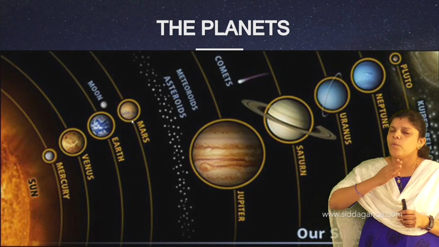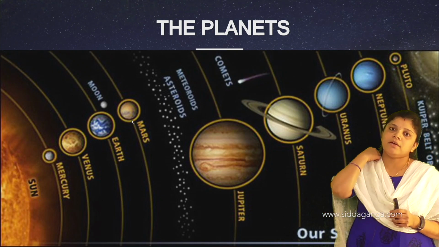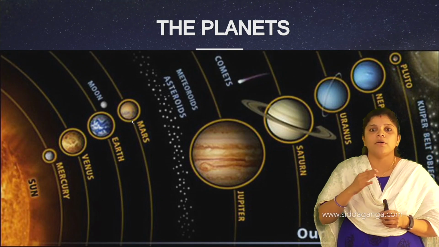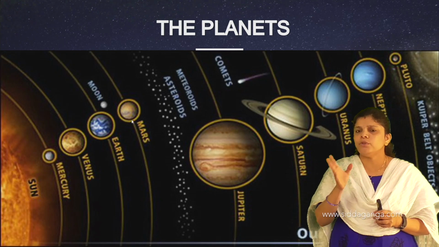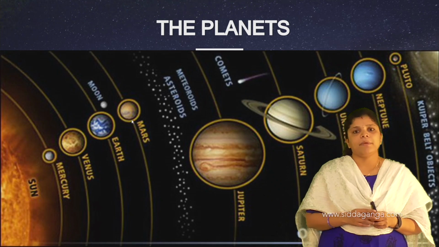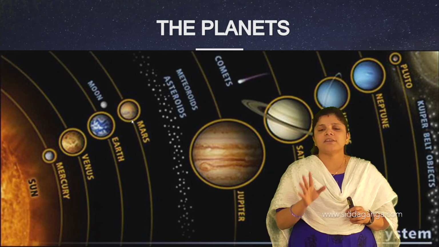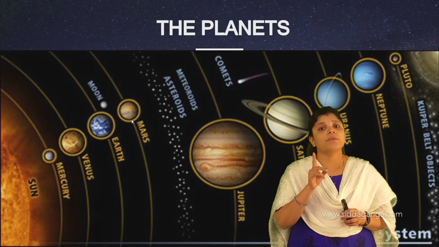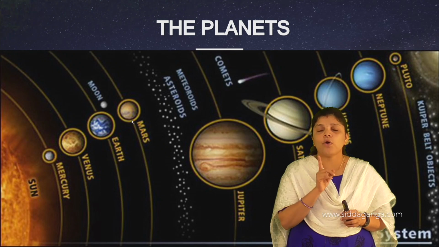Why? Because it is very far from the sun. The sun is a planet far away, so that's why it takes a long time. See, these are all 8 planets. They always revolve around the sun in their own orbit.